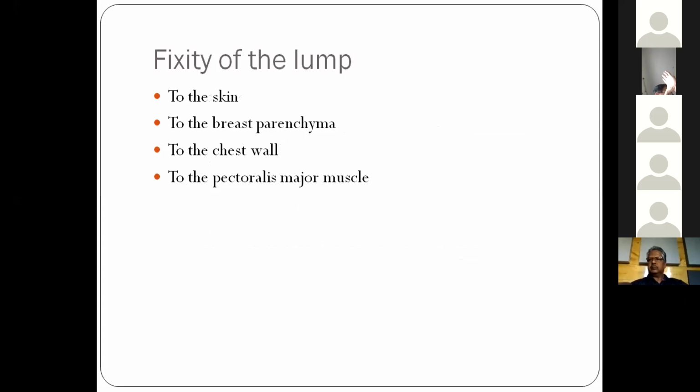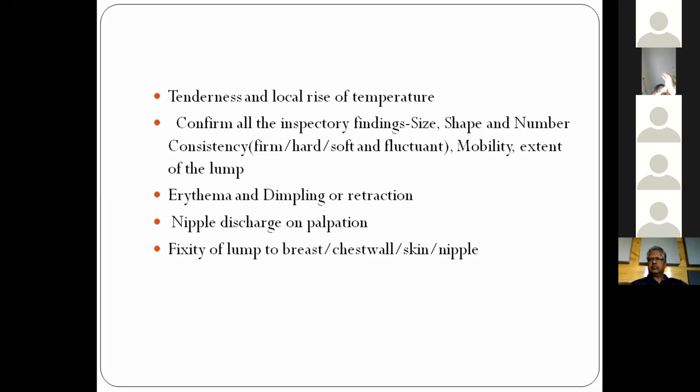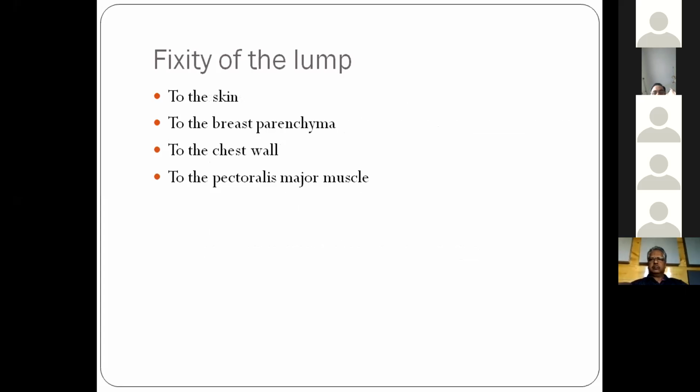Then another important thing in palpation is the fixity of the lump, which we usually elicit in palpation. Here again, very important clinical findings. The important thing we need to understand is fixity to the skin, fixity to the breast parenchyma, fixity to the chest wall, and pectoralis major muscle. So these are the 4 important things which you are going to elicit. This again helps you in understanding whether the lump is malignant or non-malignant.